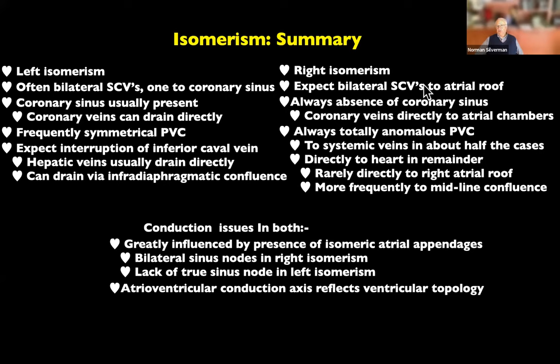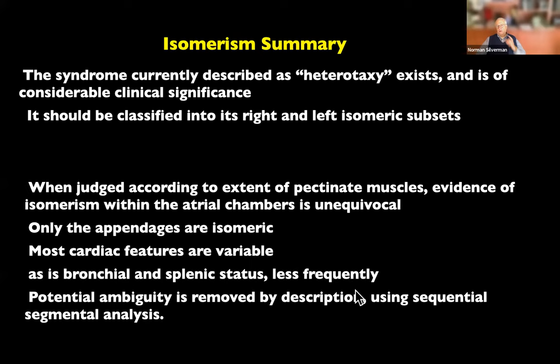In right isomerism, expect bilateral SVCs to the atrial roof, always absence of coronary sinus, coronary veins directly to the atrial chambers, always totally anomalous pulmonary venous connection to systemic veins in about half of the cases, direct to the heart in the remainder, really directly to the atrial roof, more frequently to a midline confluence. And conduction issues are greatly influenced by the presence of isomeric atrial appendages: bilateral sinus nodes in right isomerism, lack of a true sinus node in left isomerism. Atrioventricular conduction reflects the ventricular topology, which I mentioned.